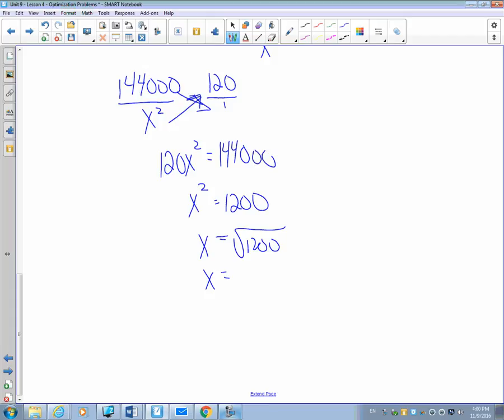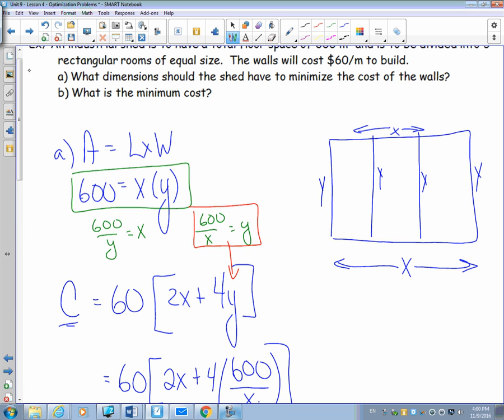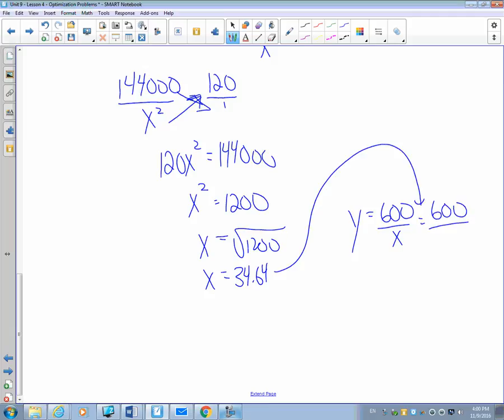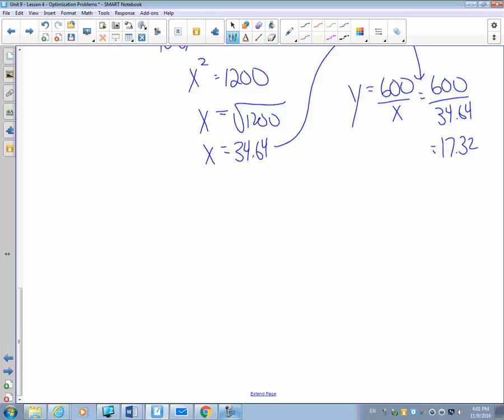So my minimum happens when I get an x value of 34.64. And the question asked us, what dimensions? So I got the x dimension, how long the shed should be. How wide should it be? Remember way back here up at the top, we said y should be 600 over x. Let's use that. Y should be 600 over x, or in other words, 600 over 34.64. What do we get for that? We get 17.32.